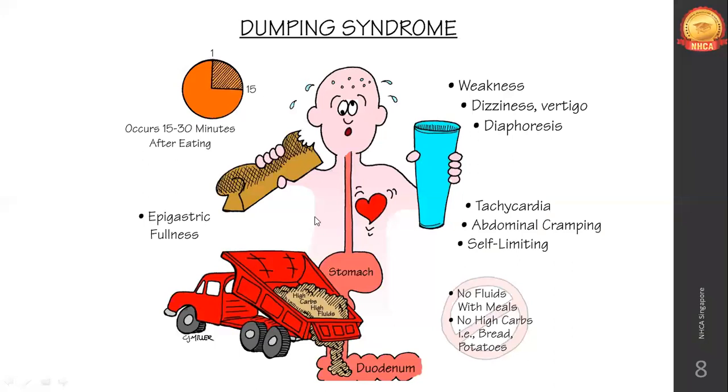Next is dumping syndrome. Now we are going to the intestinal diseases. Okay. Till now we have discussed a few diseases that are under the upper GI tract, esophagus, and the stomach. Now we go to the intestinal diseases. So dumping syndrome usually happens when, instead of digesting the food properly in the stomach, it will directly put everything into the duodenum. Okay, without digesting it or without churning it properly, the stomach will directly dump everything into the duodenum.